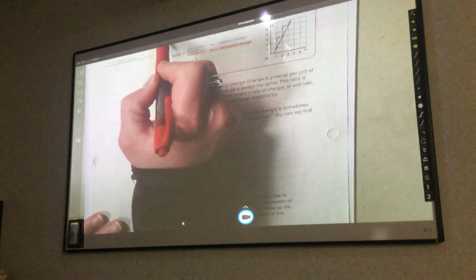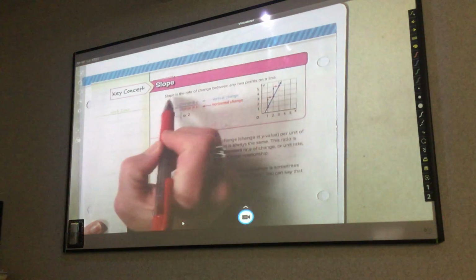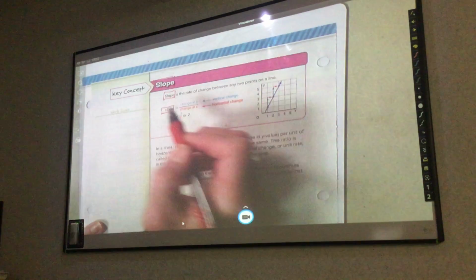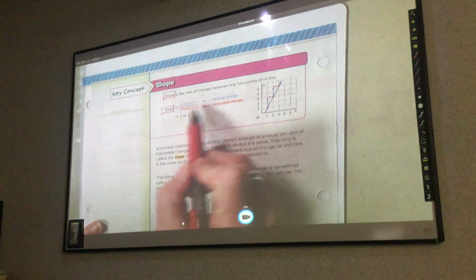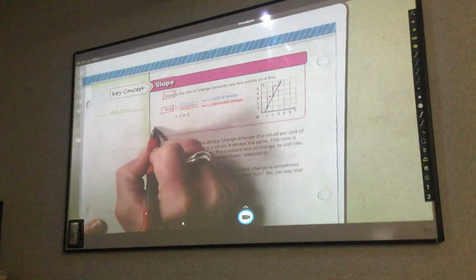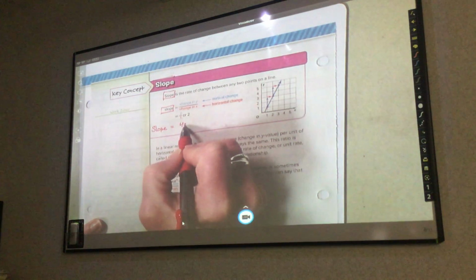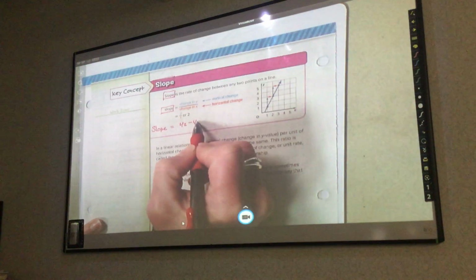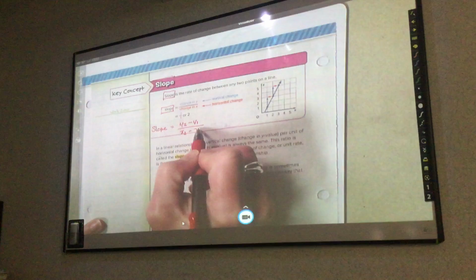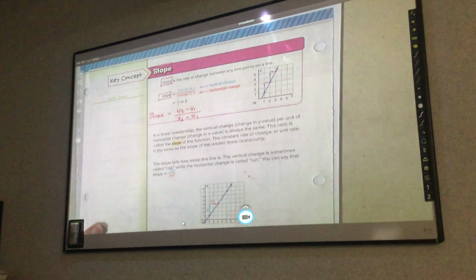Slope. How do we find slope? It says change in y over change in x. We're going to rewrite it the way we've been writing it. Slope equals y2 minus y1 over x2 minus x1. Make sure we do that.